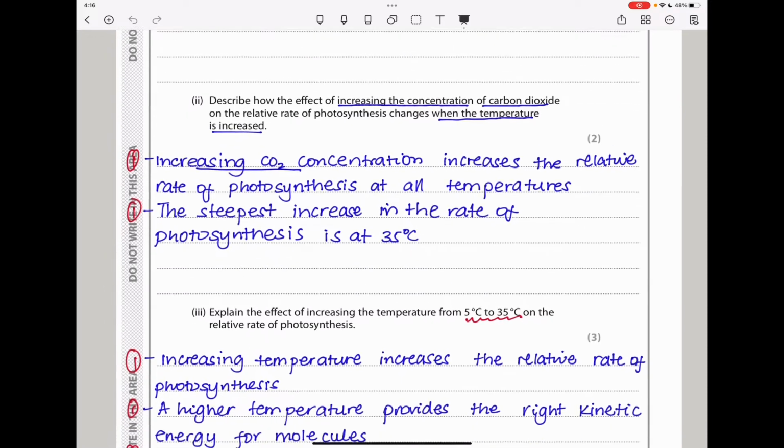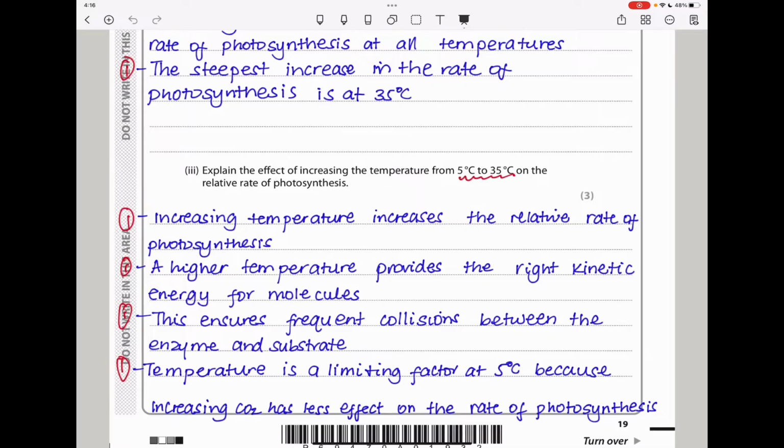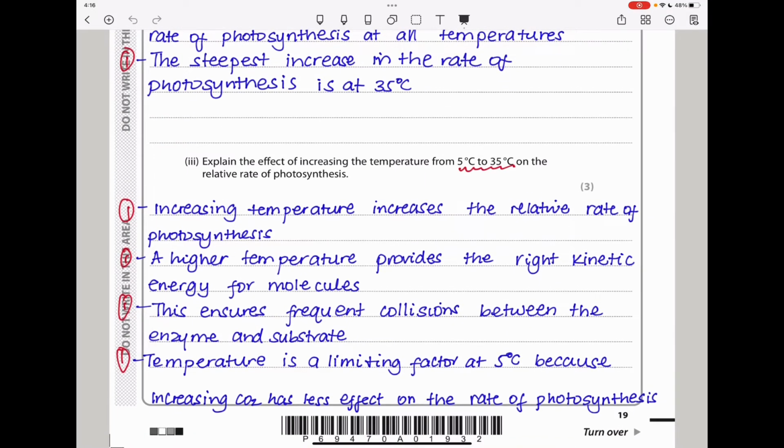From the graph, that was evident. Then here, lastly, they say explain the effect of increasing the temperature from 5 to 35 on the relative rate of photosynthesis. This question is asking us to explain, so we have to show what change has occurred and the reason as to why that change has occurred.